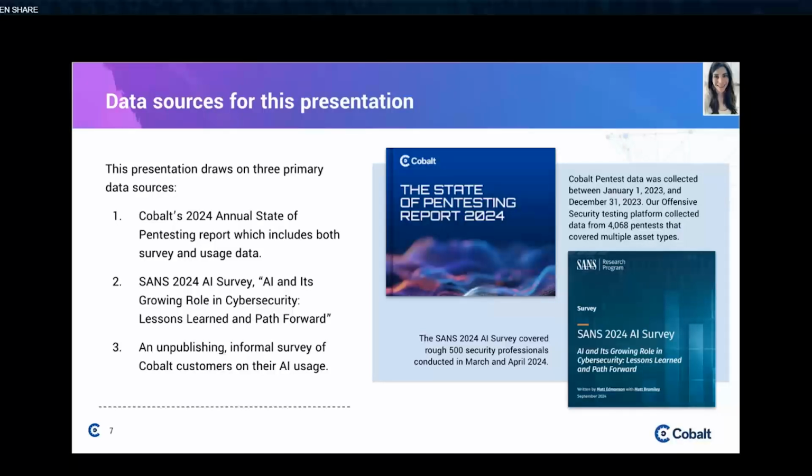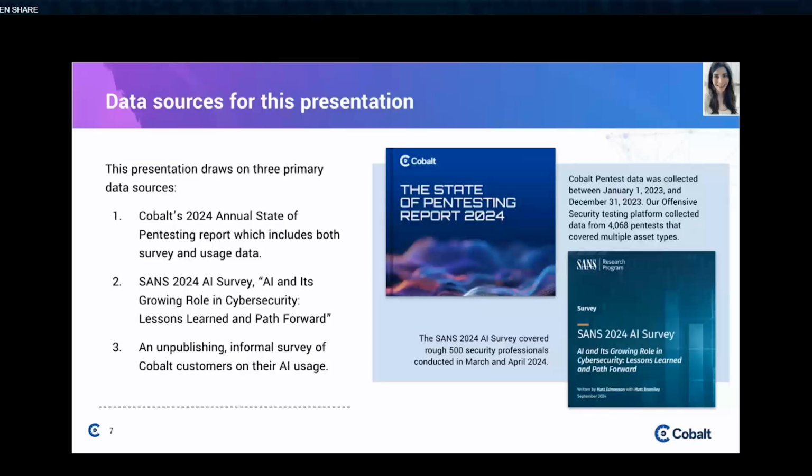But we also participated and sponsored in this SANS survey, this 2024 AI survey. I think you all have access to that report as well as part of the resources that we've shared today. But we'll be getting into some of the nuggets that we've seen from that report, which was just released earlier this month. And then the third bit of content that we have here that we're drawing on is a survey. We haven't published this, but this is an informal survey we've done of Cobalt customers to understand better their usage and adoption of AI. And so this is something that you'll see some quotes, some color commentary. This is from that informal survey.